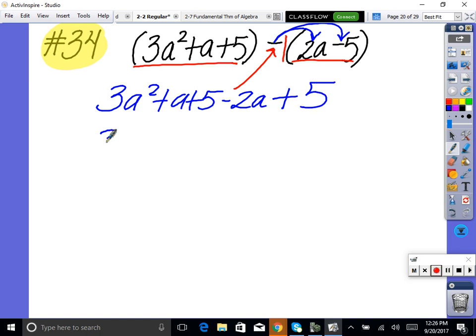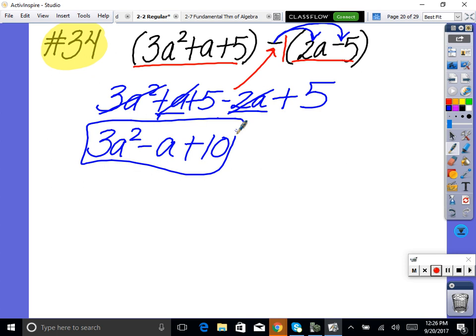Okay, let's combine like terms. 3a squared, right? 1a minus 2a's is how many a's? Yep, -1a or minus a. 5 plus 5. A lot of people get their eyeballs backwards here, and they go like this by accident. -5. But it's 5 plus 5, so plus 10. This happens more than you think because you're going quick. So just be careful.